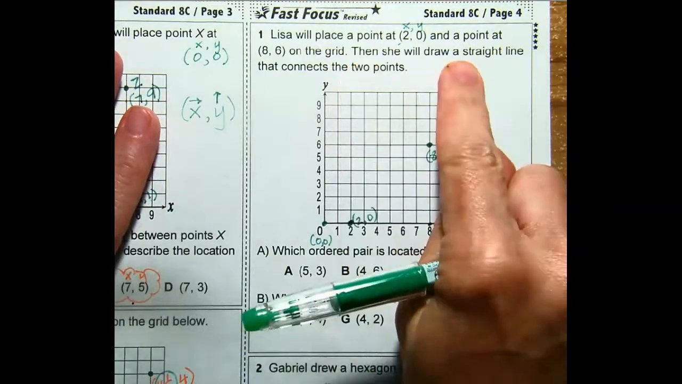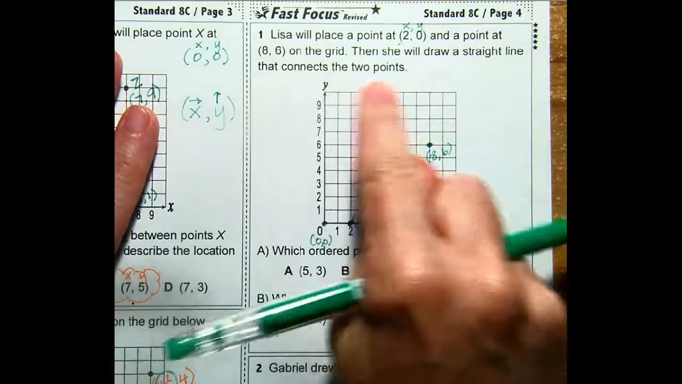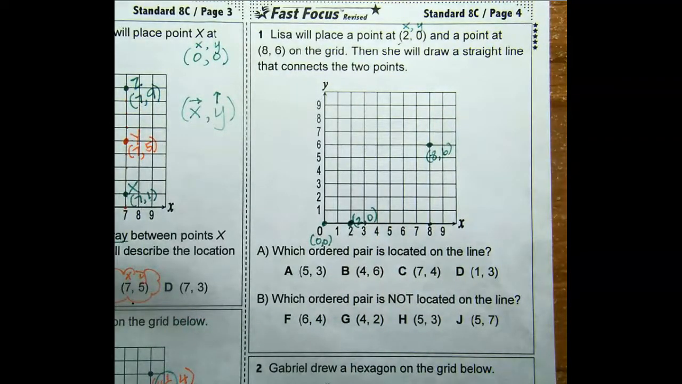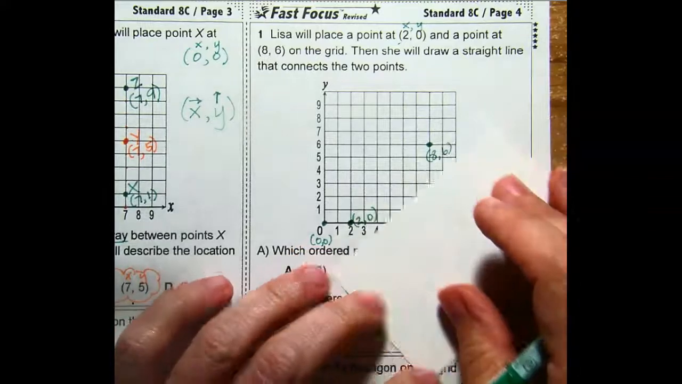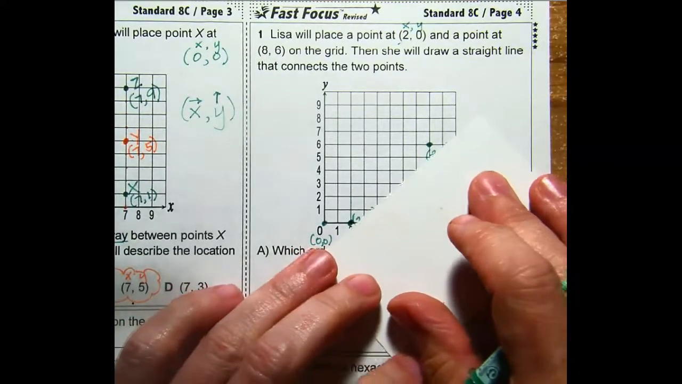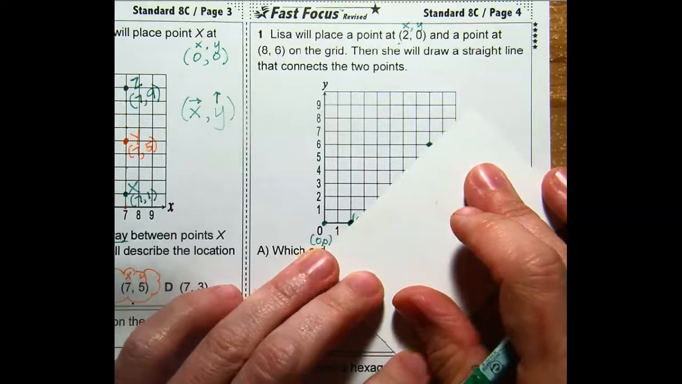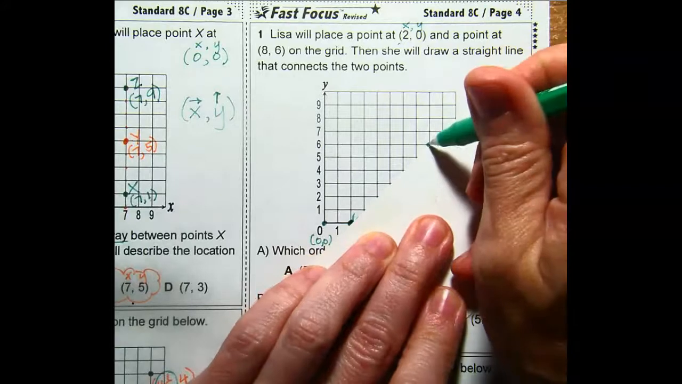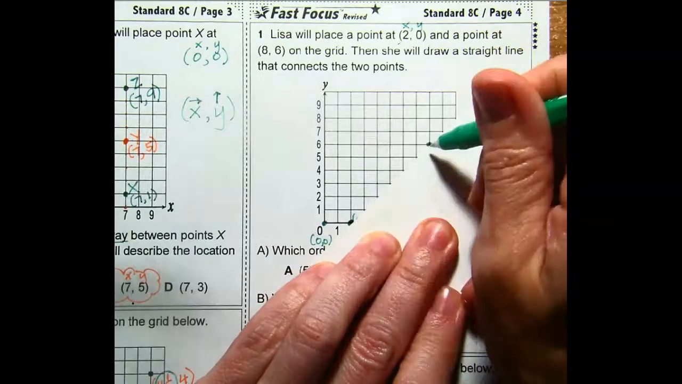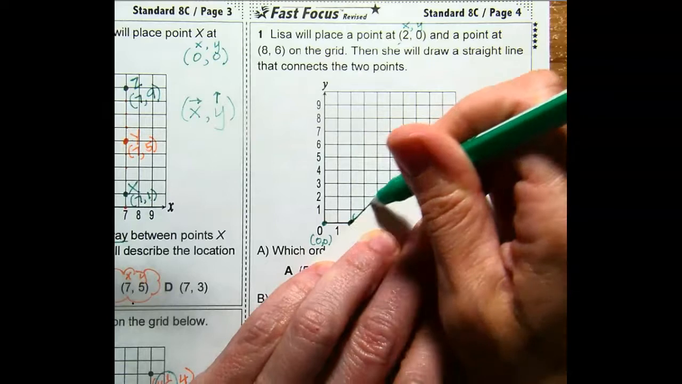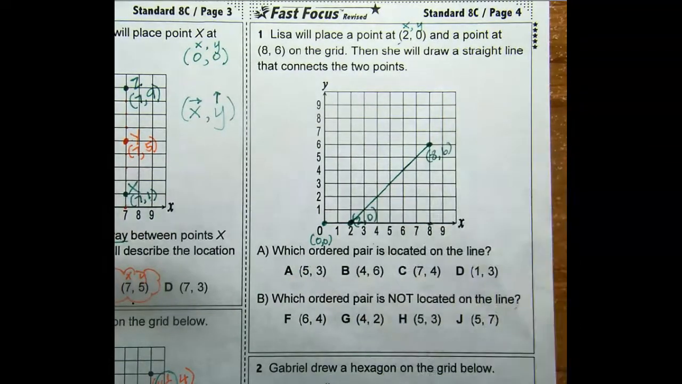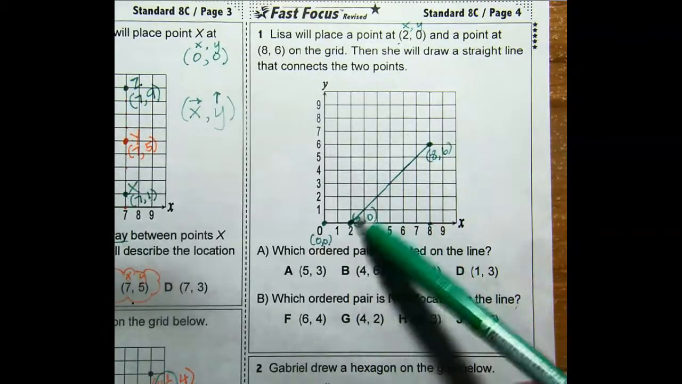It says then she'll draw a straight line that connects the 2 points. So my challenge to you would be to get something. If you don't have a ruler, get something like a business card or just something that's straight, a piece of paper, maybe part of your journal, something, and just make sure that your edge goes right there in the middle of those 2 points, okay? And you'll do a lot of this in junior high. You'll have a nice, beautiful straight line there, okay?